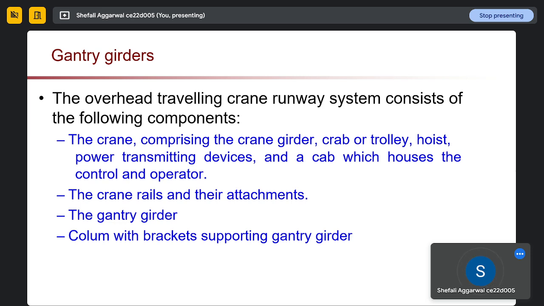So we have a crane over which we have crab or trolley, hoist, power transmitting devices, and cab, which houses the control. Then we have rails, as we have seen, above our I section. So this is our gantry girder I section. Over this, we will have rails over which this crane will move, and then the gantry girders, and then we have the columns with brackets which are supporting our gantry girders. Okay. So these are the different components of our complete runway system.